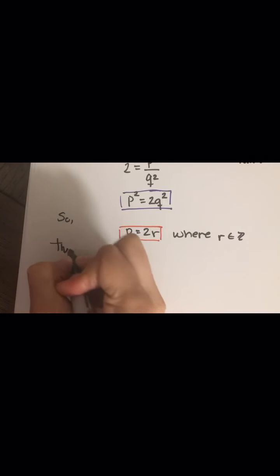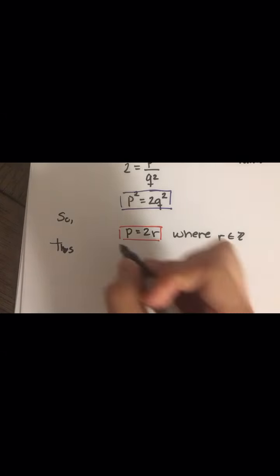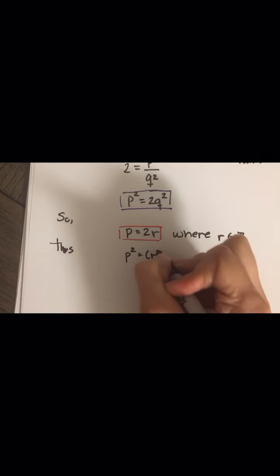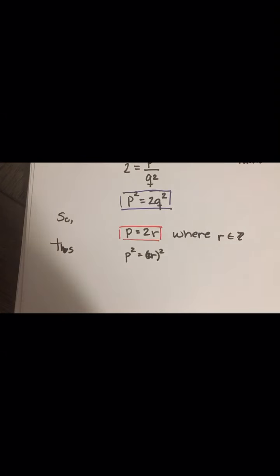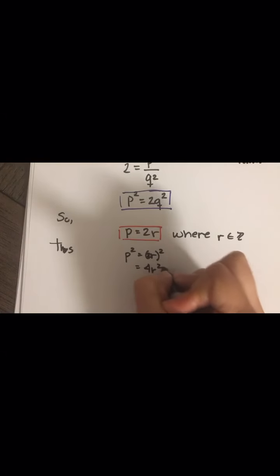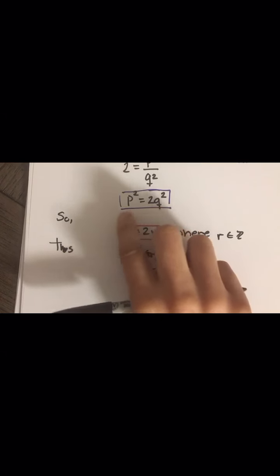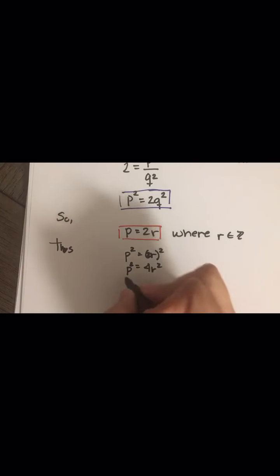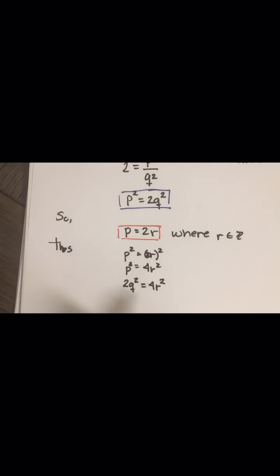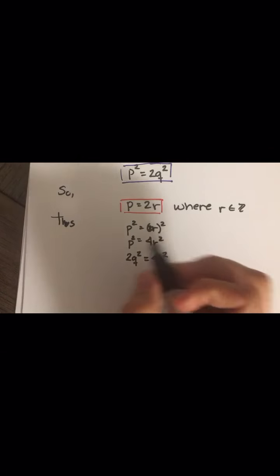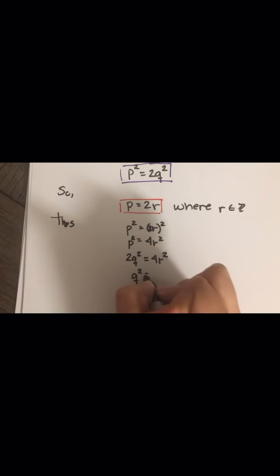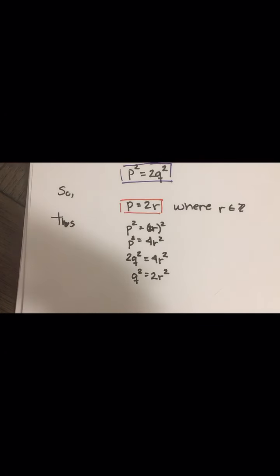So thus p squared equals 2r squared, which equals 4r squared. And we know that p squared equals 2 q squared, so let's bring that back down instead of the p squared. So 2 q squared equals 4r squared. Which means that q squared equals 2r squared, right? And so because r squared is an integer, then q squared is even.